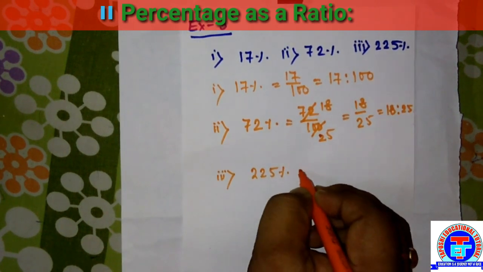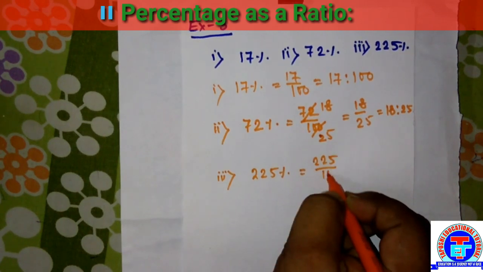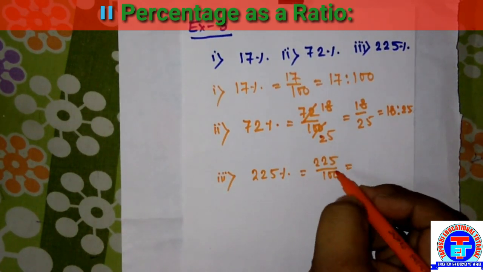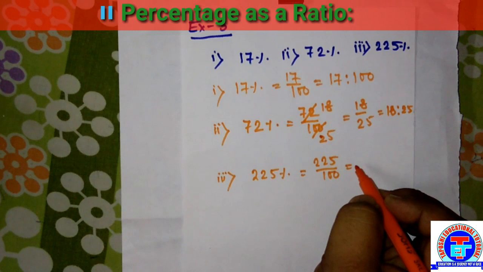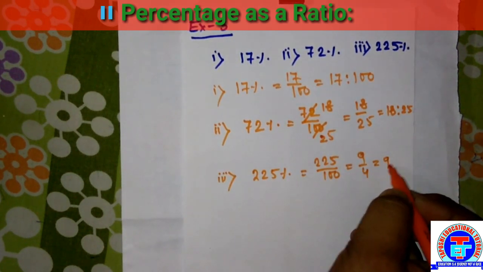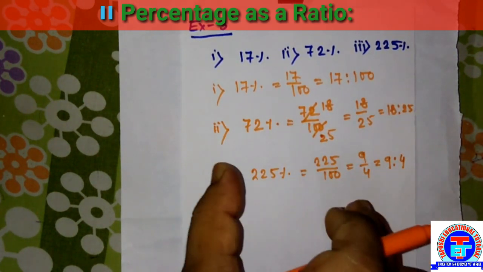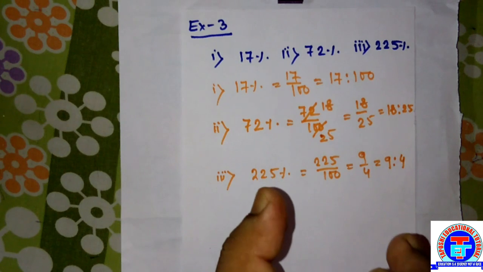Now number 3, we have 225 percentage. That means we write 225 by 100. It will cut by 25, so it will become 9 by 4. The ratio will be 9 is to 4. This is the answer regarding this problem. I hope you clearly understand, my dear student.